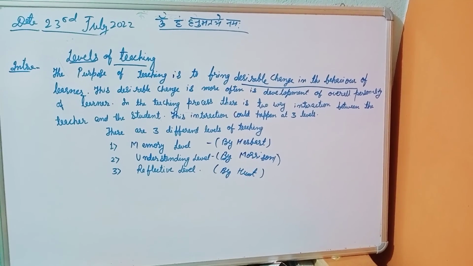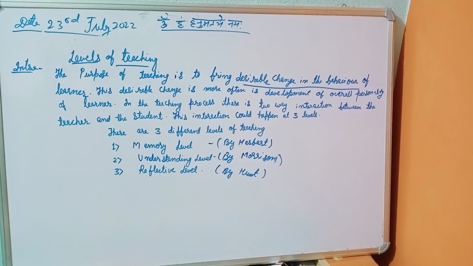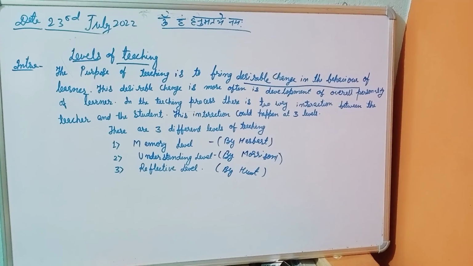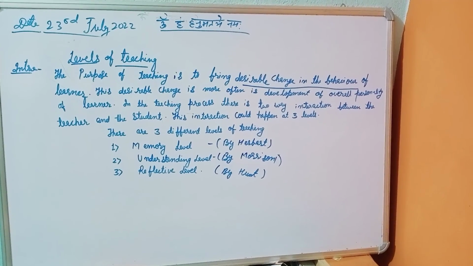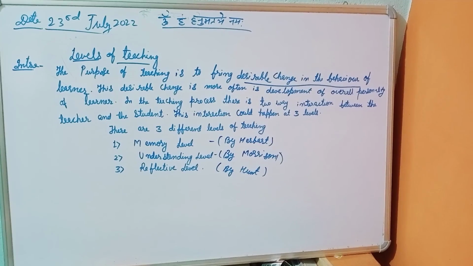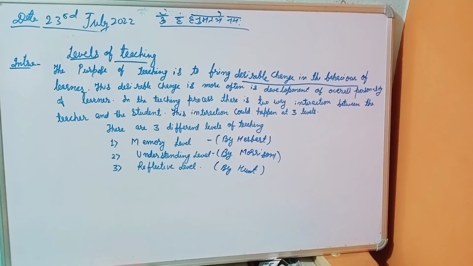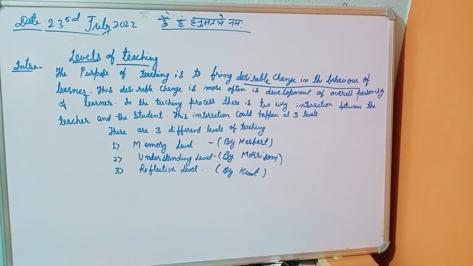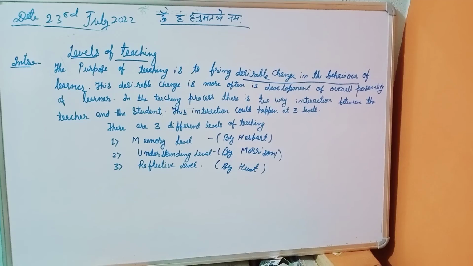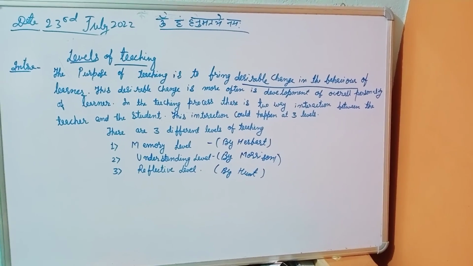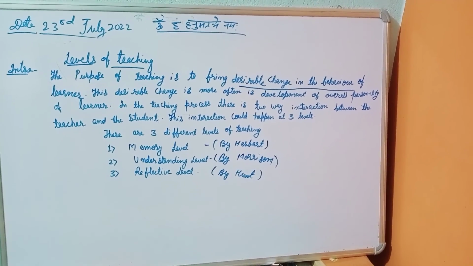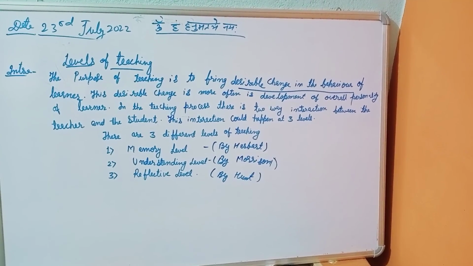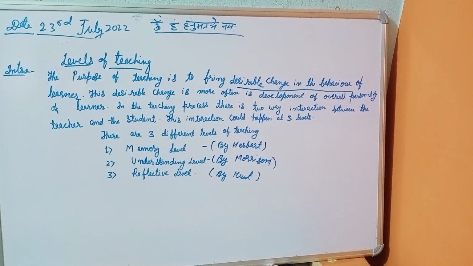In the teaching process, there is a two-way interaction between the teacher and the student. This interaction could happen at three levels. There are three different levels of teaching. The first one is memory level, second one is understanding level, and third one is reflecting level. Memory level of teaching is discovered by Herbert, understanding level by Morrison, and reflecting level by Hunt. Now we will further study all these three levels of teaching in more detail.